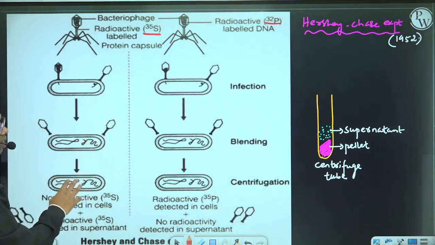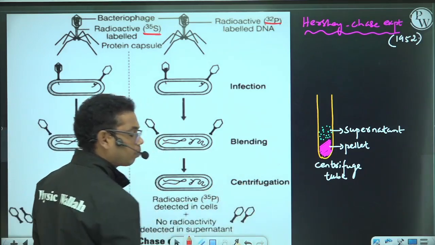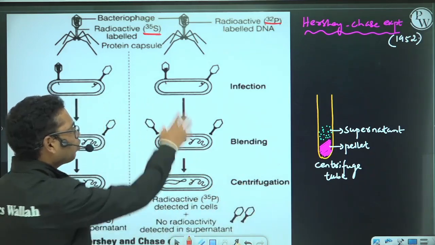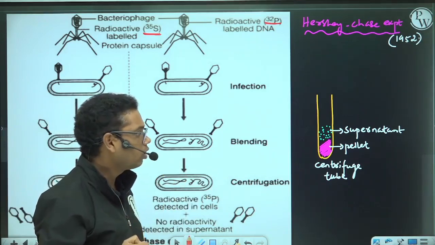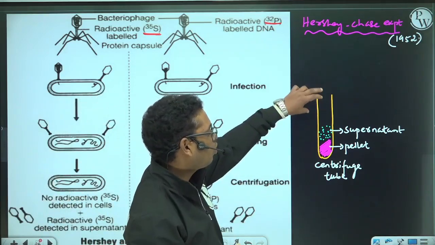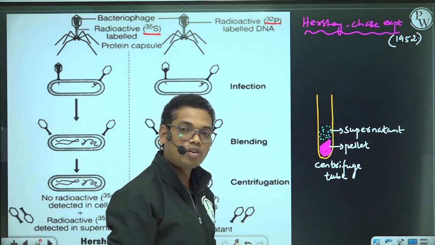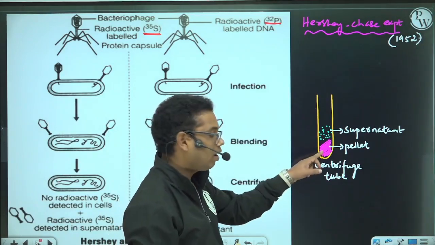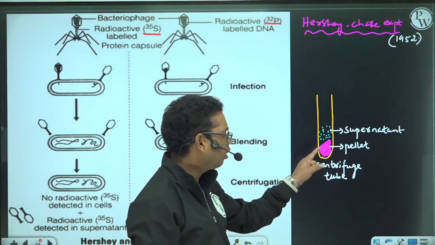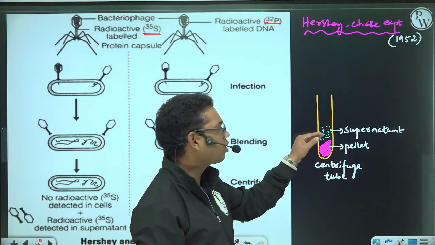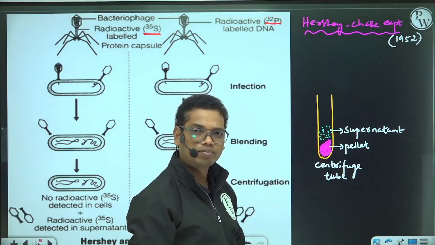Then what did they do? They did the centrifugation. Here also they did the same thing. When I perform the centrifugation, what will happen? Suppose this is the centrifuge tube. In the centrifuge tube, I will get the pellet. At the bottom, I will get the dense substance, which is known as the pellet. And the upper side will be the supernatant.